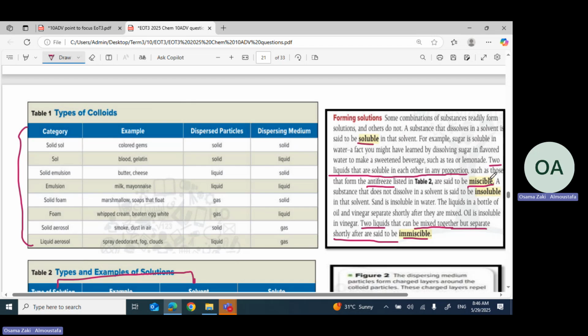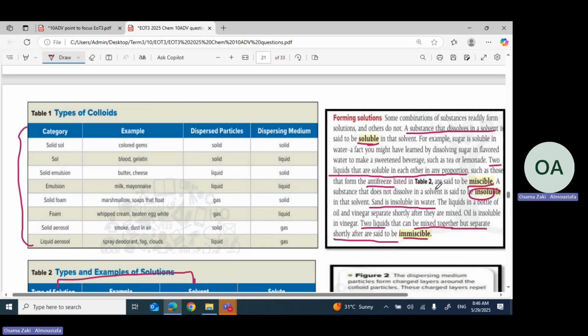Soluble and insoluble. Soluble, like sugar and water. The substance can dissolve in water, so we call it soluble. Like sand and water: the sand cannot dissolve in water. It's insoluble in water. So if you have two liquids, focus on miscible and immiscible. If they mix, miscible. If they don't mix, or mix and then separate, they are immiscible. And soluble and insoluble.